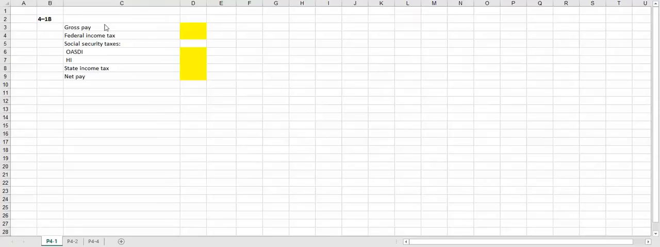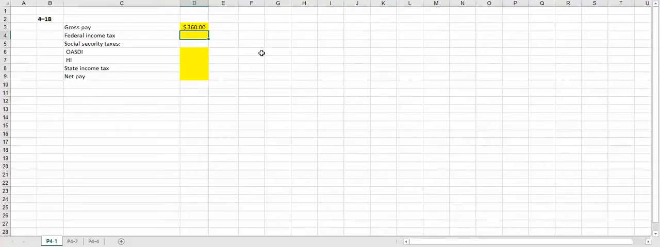So let's start with 4-1B. We are told in the problem that he earned $360 for the 40 hours he worked. He also reported tips for $700. And the employer withholds the appropriate taxes for the tips from his first paycheck. Now, this is where a lot of students get confused. For tipped employees, their tips are not included in their gross pay. So his gross pay is only $360. So we're not including the tipped amount in that.